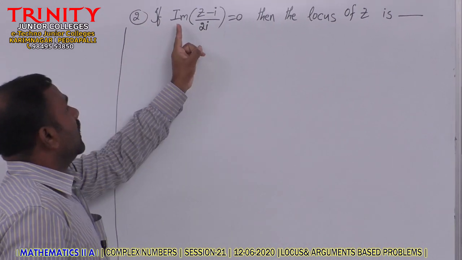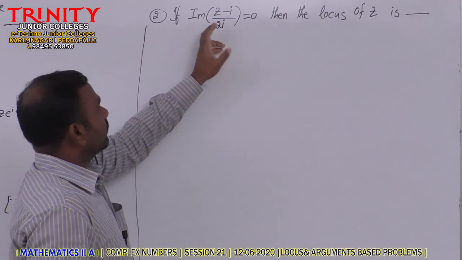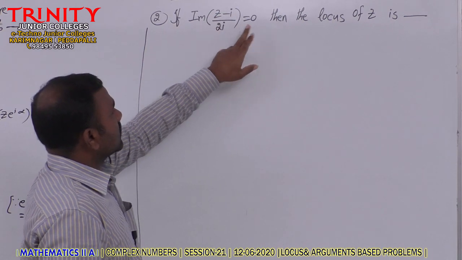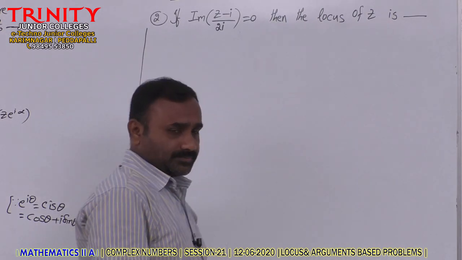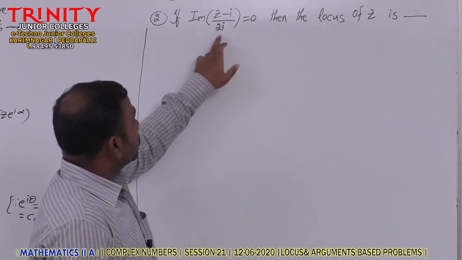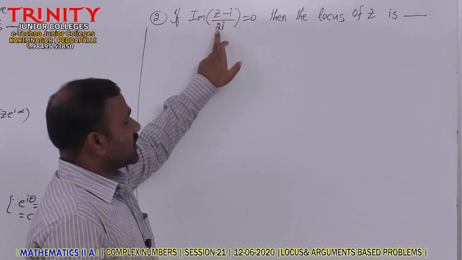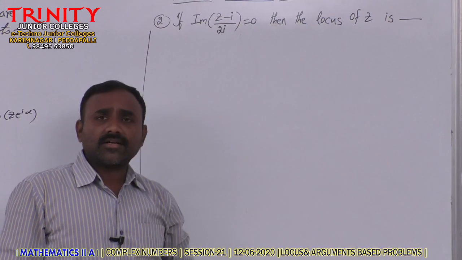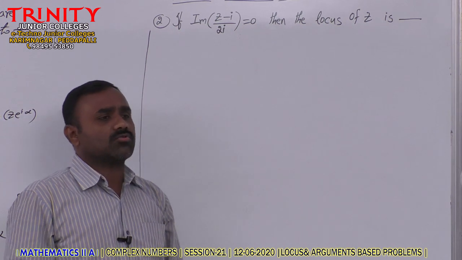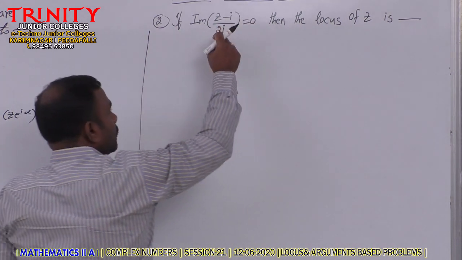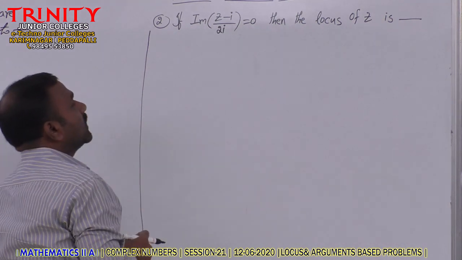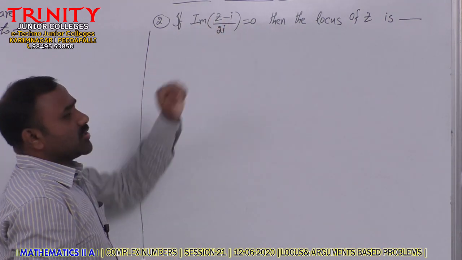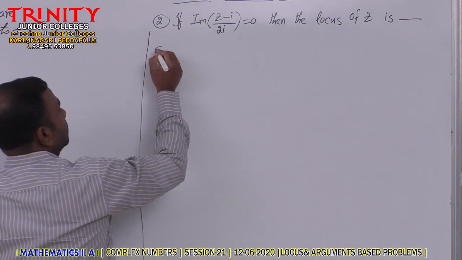If Im means imaginary part of z minus i by 2i is equal to 0, then the locus of z is what? Imaginary part of this complex number z minus i by 2i is 0, he was saying. But actually what is z minus i by 2i complex number? In that he was saying the imaginary part is equal to 0. First you calculate what is the complex number represented by z minus i by 2i. That's what you have to calculate first.